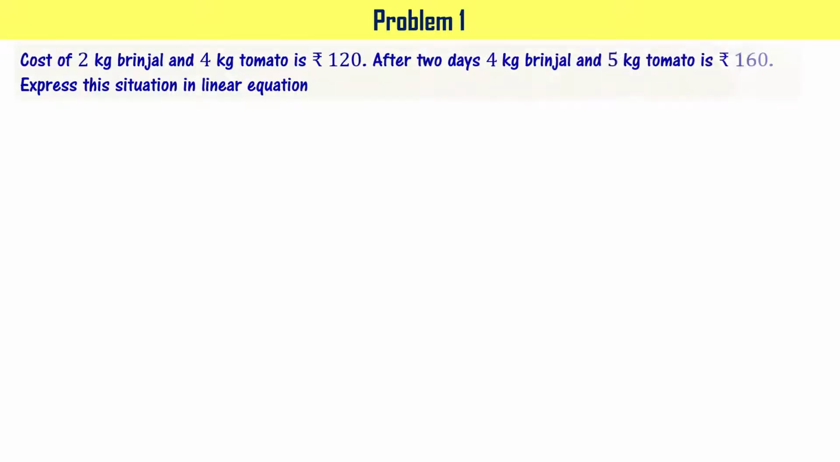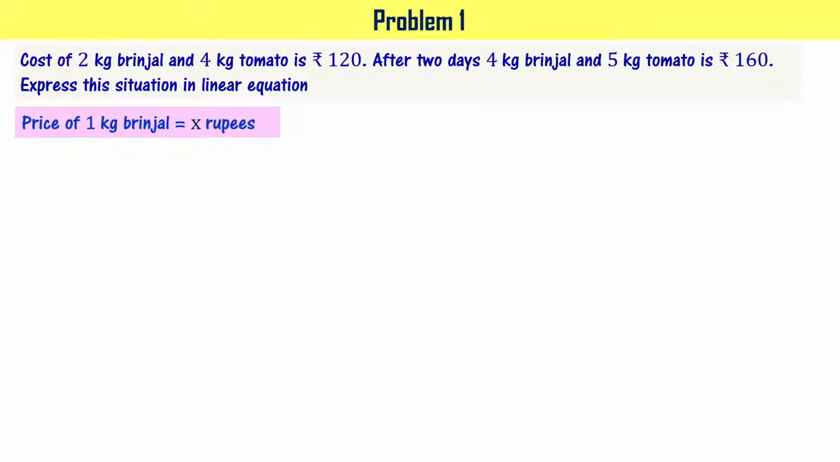Let us solve some problems now. Problem number 1. Cost of 2 kg brinjal and 4 kg tomato is 120 rupees. After 2 days, 4 kg brinjal and 5 kg tomato is 160 rupees. Express this situation in linear equation.